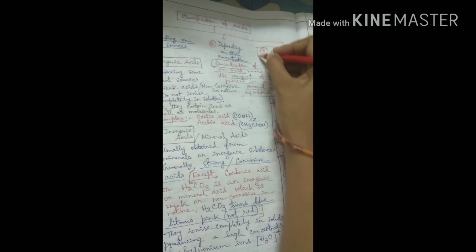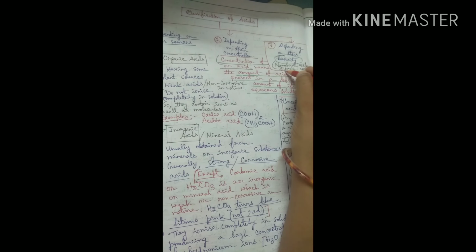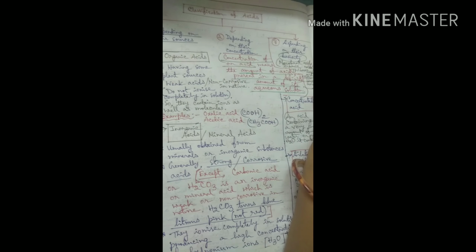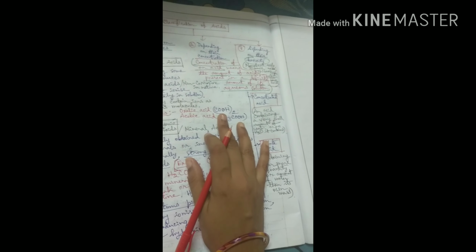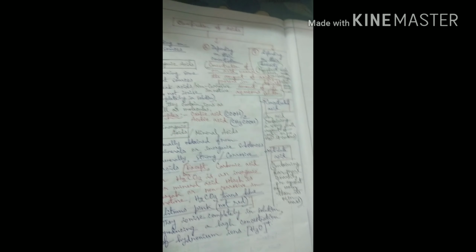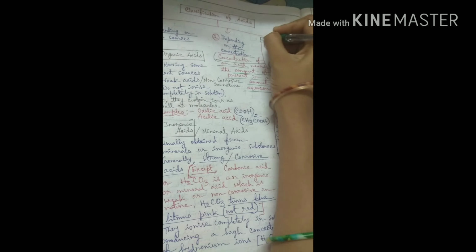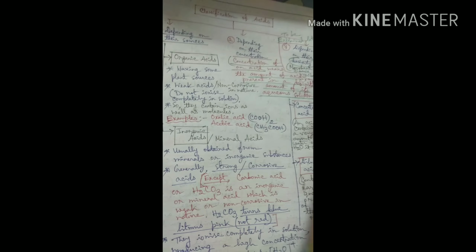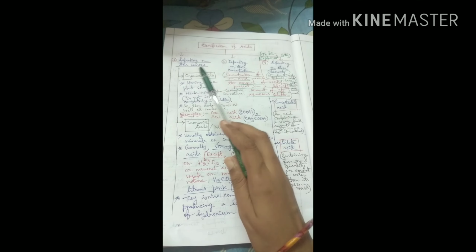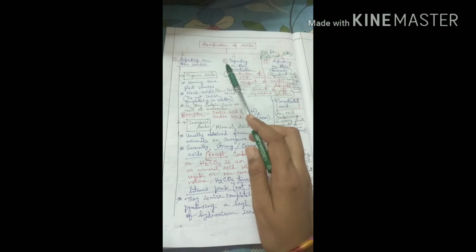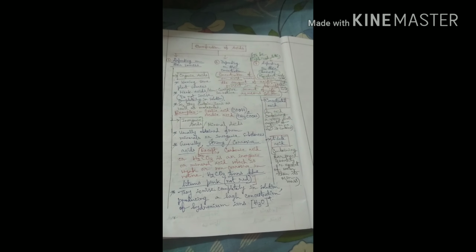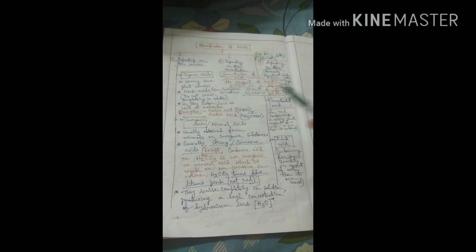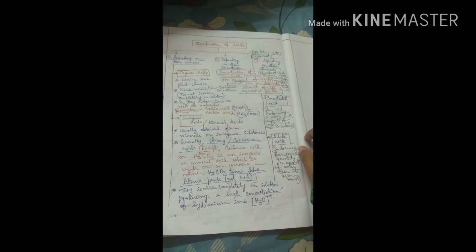It is a separate point and it will be discussed later, because I don't want to take too much time over this video. To be explained later. The whole discussion at a glance: classification of acids, the 3 main bases of classification and the different subtypes. You may take a screenshot, or if you have written down the notes, then it will be fine.